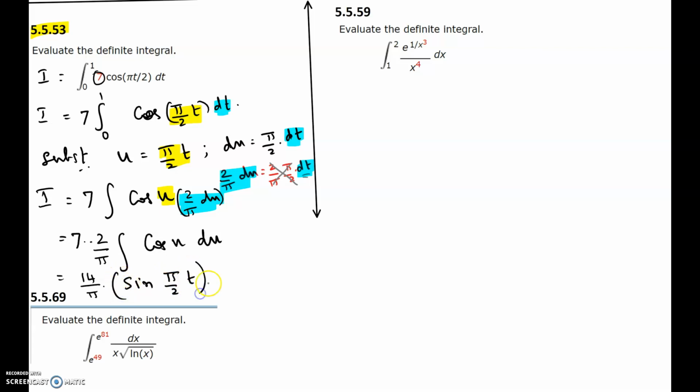Now we have to evaluate that between the limits 0 and 1. So 14 over pi, plug in the upper limit for t, which is 1. The upper limit becomes sine of pi halves, minus the lower limit, which becomes sine of 0. Sine pi by 2 is 1, sine 0 is 0. So it is 14 over pi times 1, which is 14 over pi.